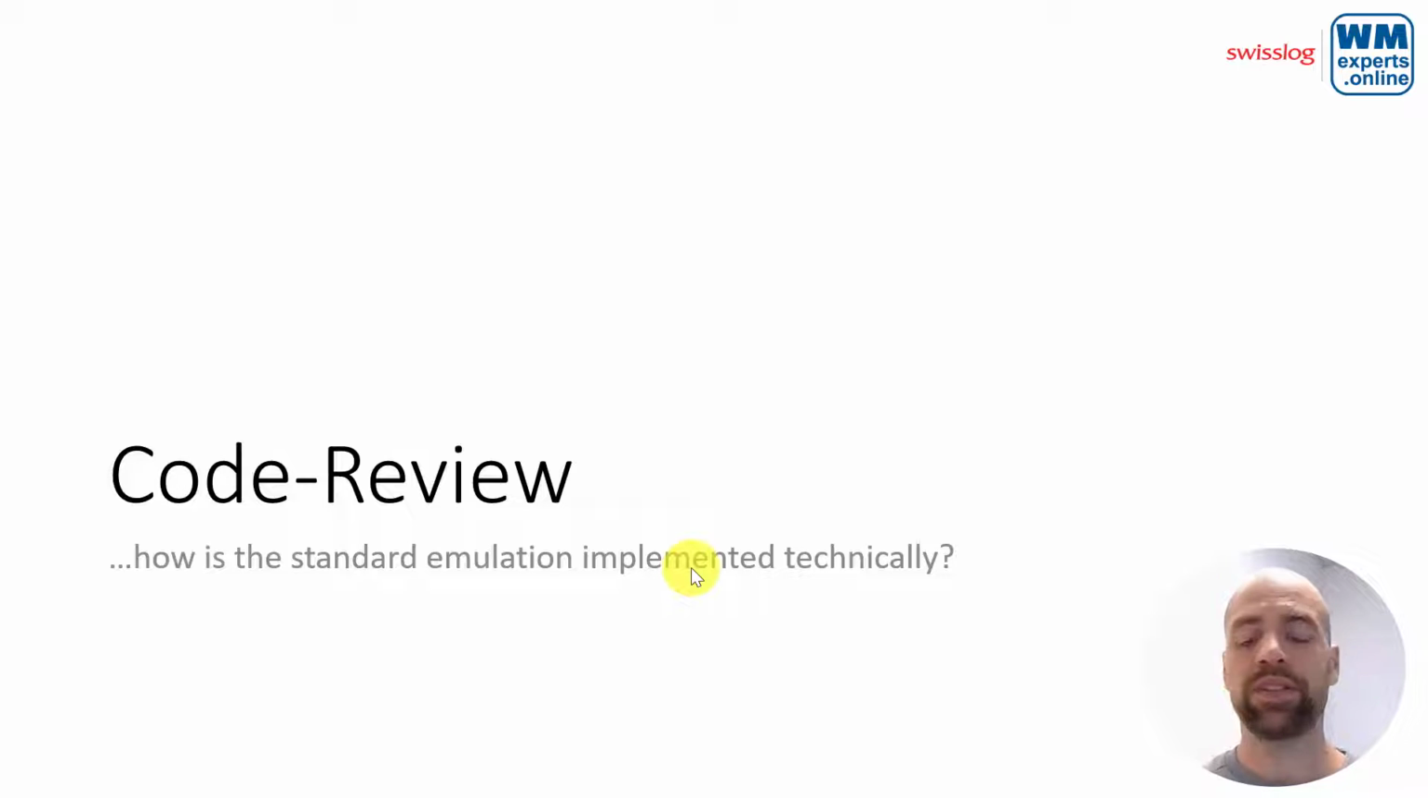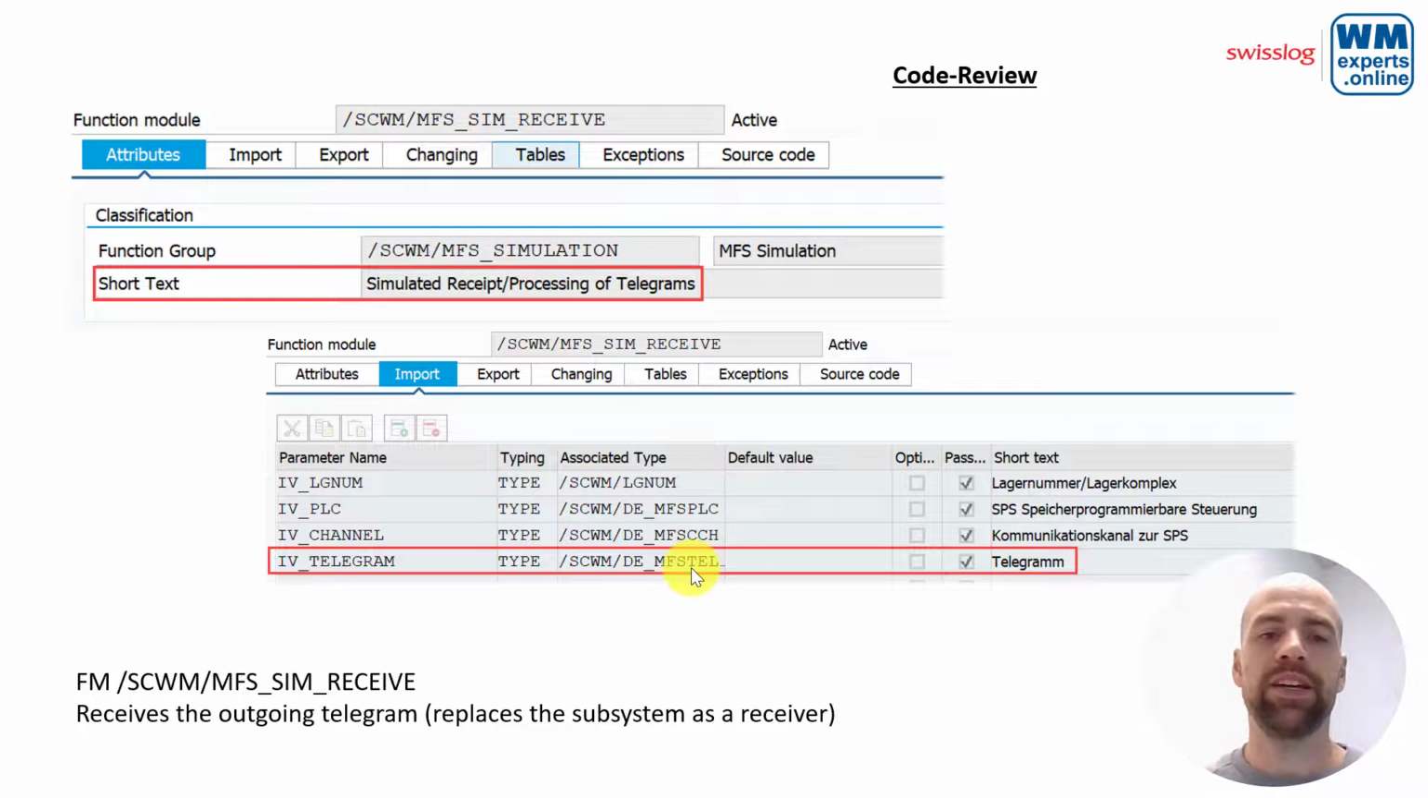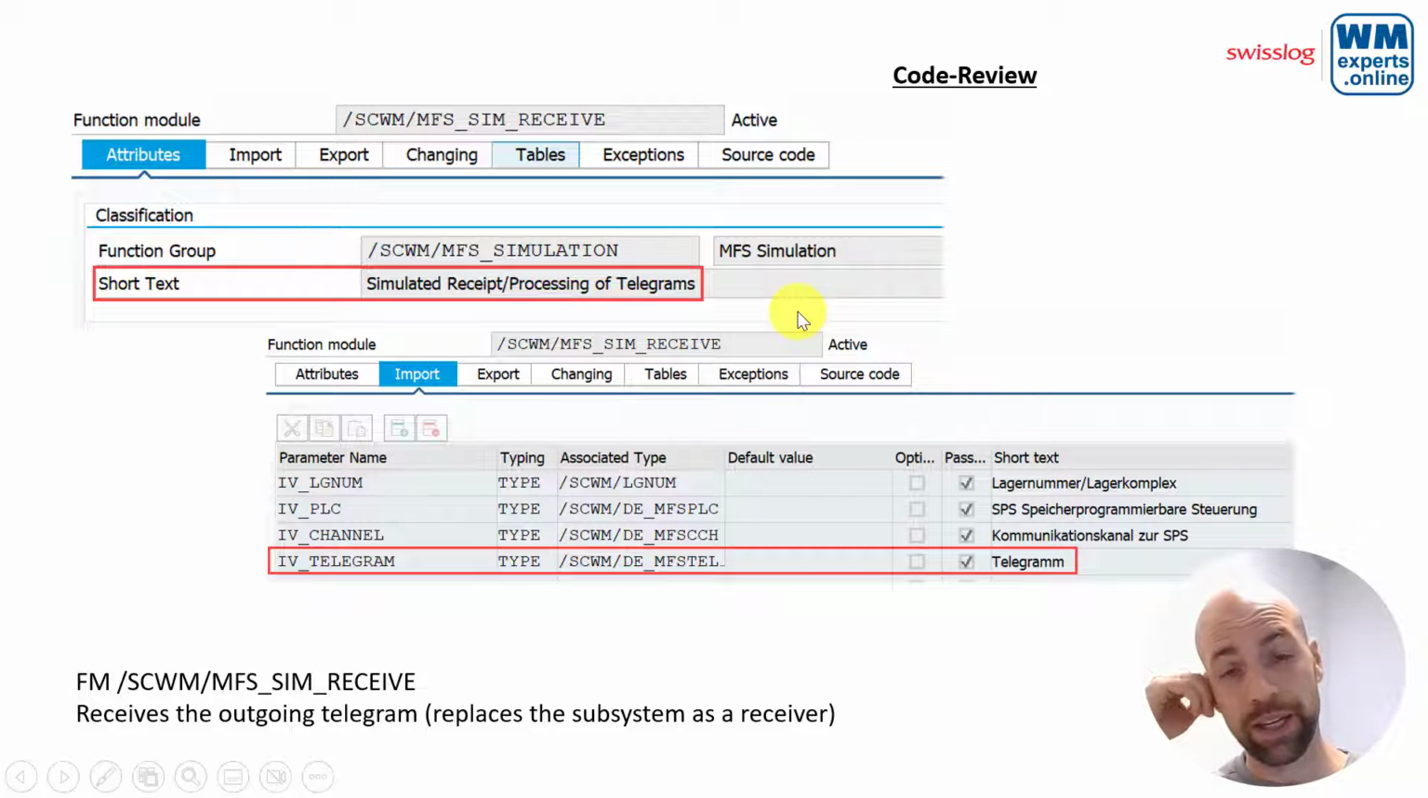So how is the standard emulation implemented technically? It all starts with an overview of the importing parameters of the function module. And as I said at the beginning, here the short text, the description of the function module says it simulates receipt processing of telegrams. And that's why I was confused at the beginning. As I said, my interpretation is an emulation here.